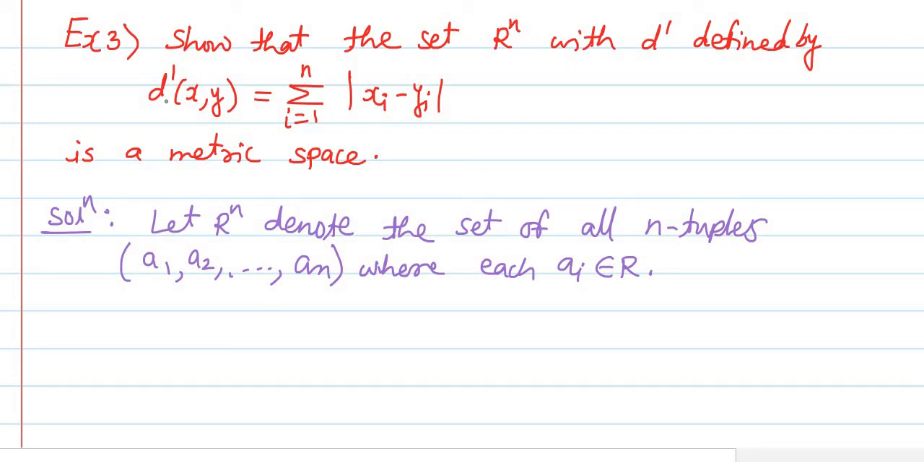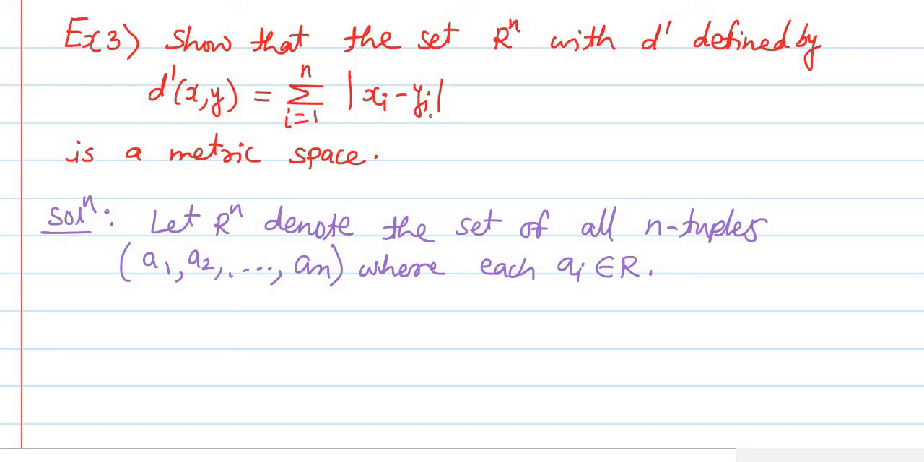The first condition: d dash of x comma y is equal to the summation over i equal to 1 to n mod of xi minus yi, where xi and yi are real numbers. We know that the absolute value, which means the positive difference of two real numbers, is again a real number, and the summation of n non-negative real numbers is obviously a non-negative quantity. Therefore, this d dash is always greater than or equal to 0. So the first condition holds here.